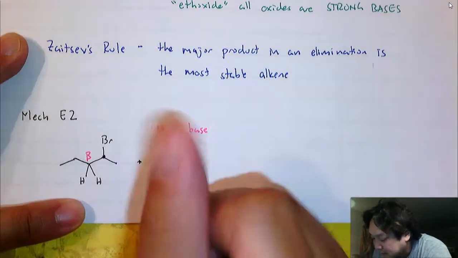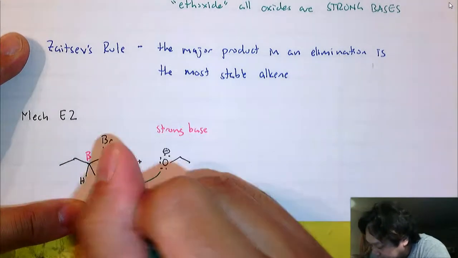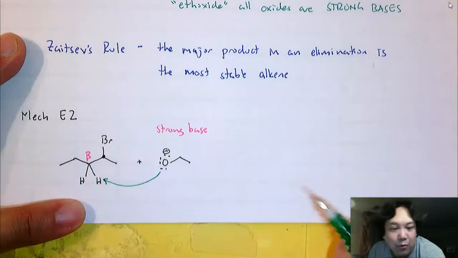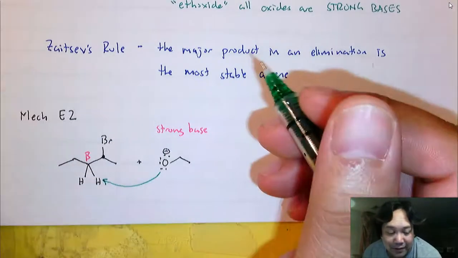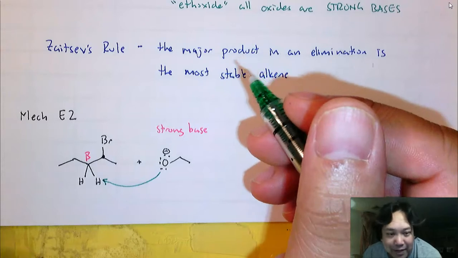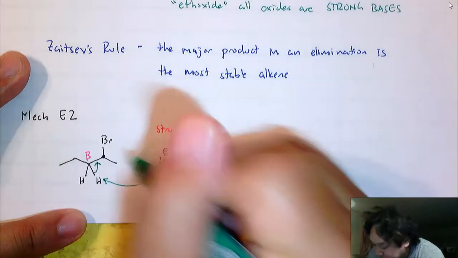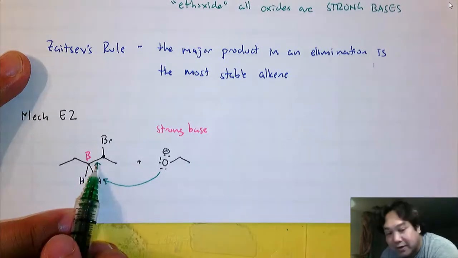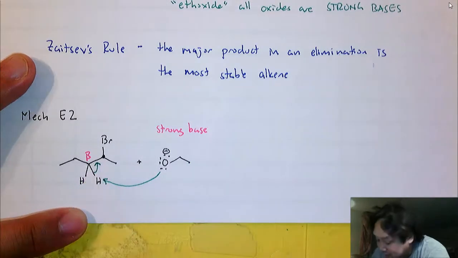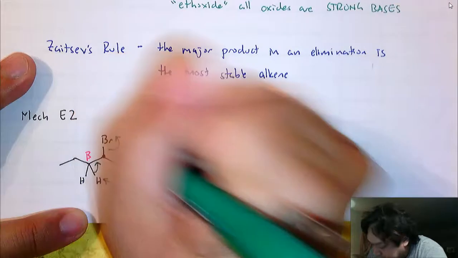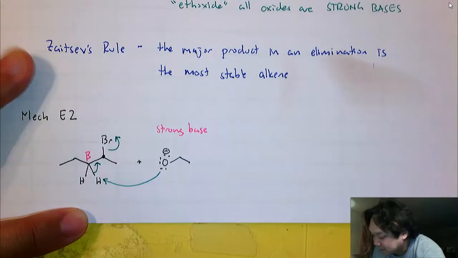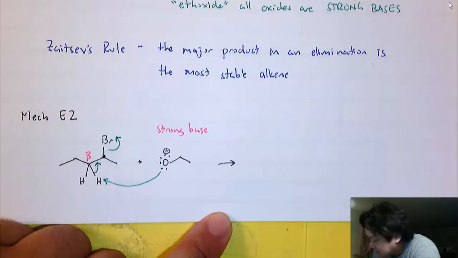But here's the mechanism. Base grabs a proton. Okay. What proton? The beta proton, or the beta hydrogen. This bond collapses. So those two electrons make the pi bond to make the double bond, and that leaving group leaves. Your product.